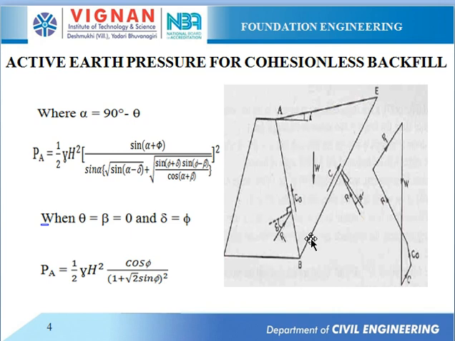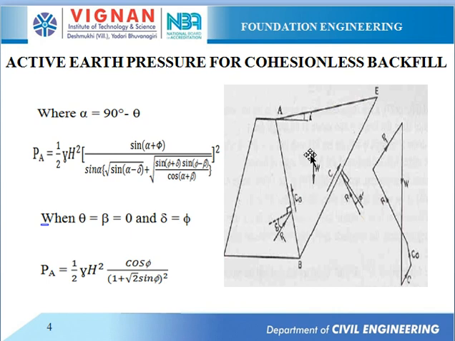The various forces acting on this wedge are as follows. There will be a reaction acting on the plane BE, inclined at an angle of phi dash to the normal. There will be a self weight acting on the soil mass, which is taken as W. And there will be a force acting along the plane AB, where the angle of friction will develop between the wall and the soil backfill material.